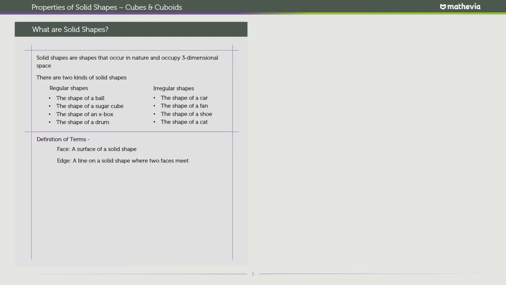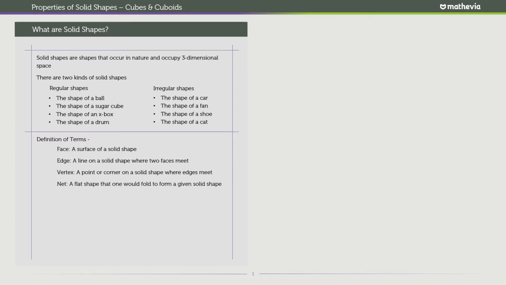And then an edge, a line on the solid shape where two faces meet. Each line on the solid shape is an edge. And then you have the vertex. Now a vertex is a point where three edges meet. It's a single point. Each of the corner points of the shape we call vertices.